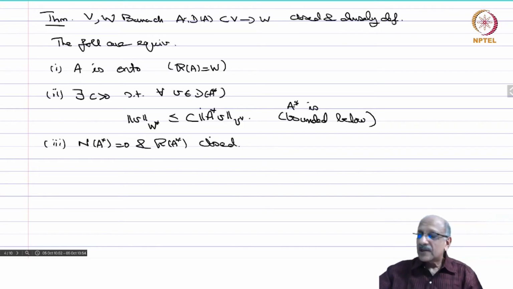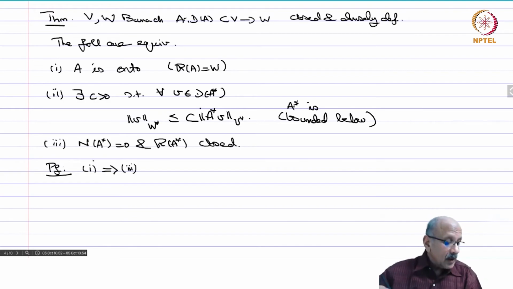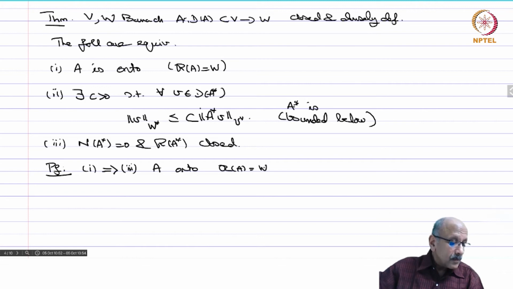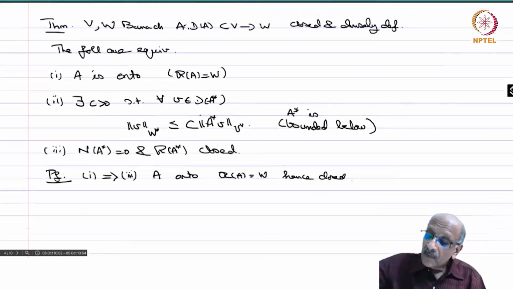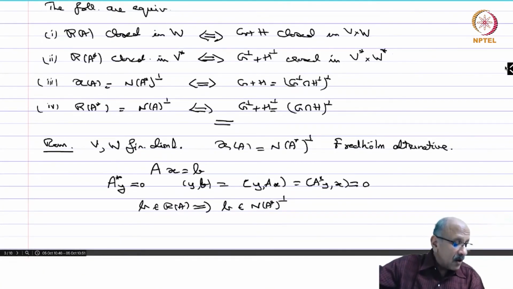So once you have a surjective map, that means you can solve equations. That is the important thing, why we are interested in such things. So proof, let us prove that 1 implies 3. So A is onto, so range of A is W and hence closed. So we can apply the previous theorem because you have closed bounded operators. So range of A is closed, so you have so many things.